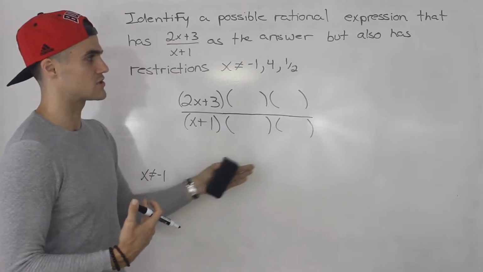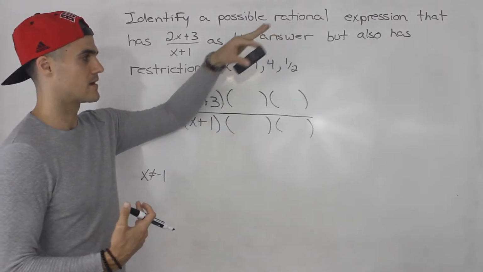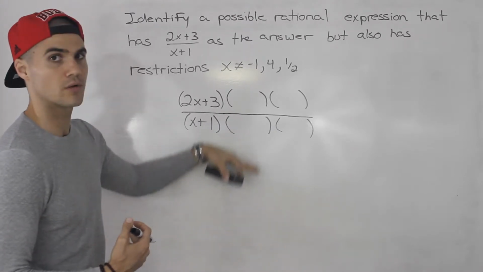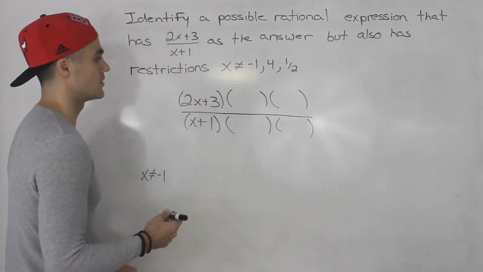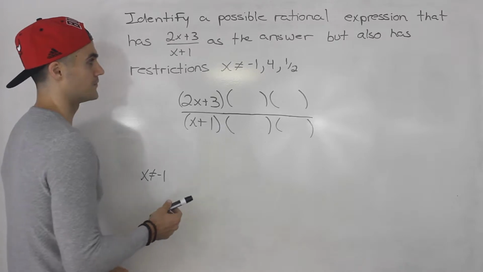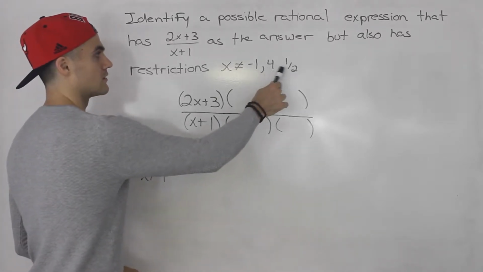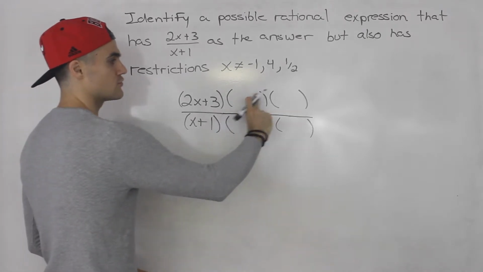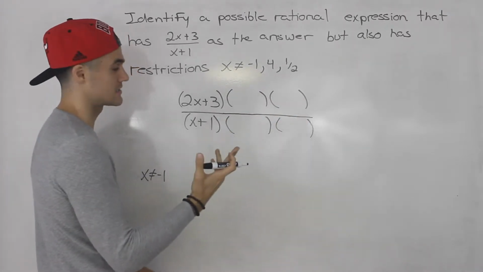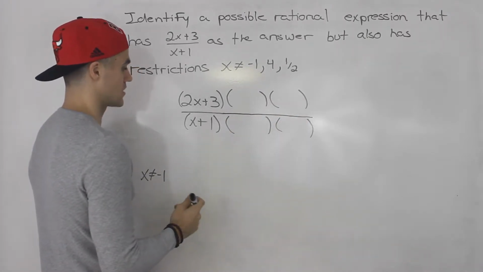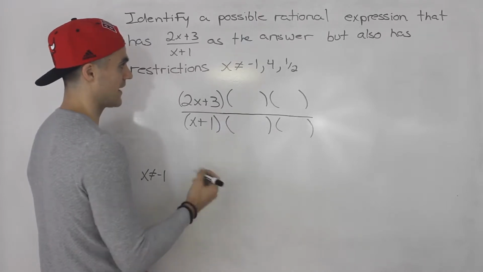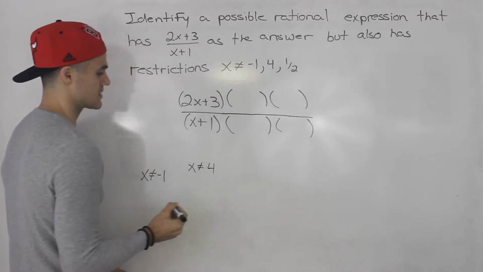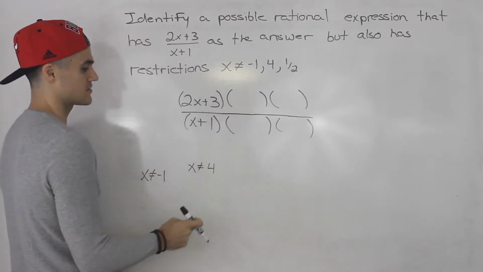So remember the general steps: factor, state restrictions, and then simplify. So now we're just going backwards. If these two extra restrictions are there, then we know there are at least two factors that canceled out. So if x cannot equal 4, then what was the factor that canceled out?